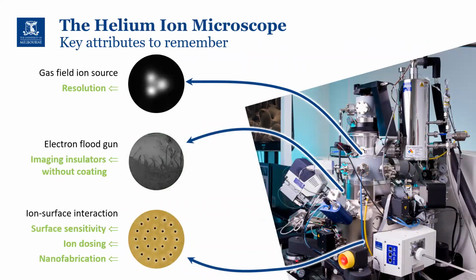Okay, I think that just about wraps everything up. So once again, this is what I want you to remember about the helium ion microscope. The gas-filled ion source gives us our resolution. The electron flood gun allows us to image insulators without a coating, and the ion-surface interaction gives us our surface sensitivity and enables ion dosing and nanofabrication.